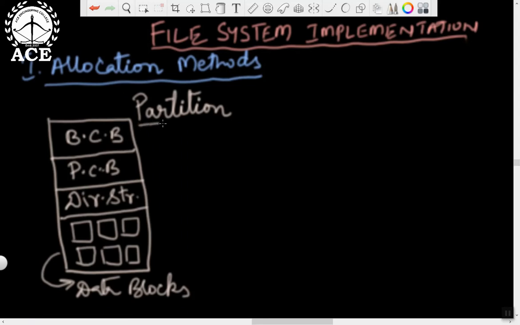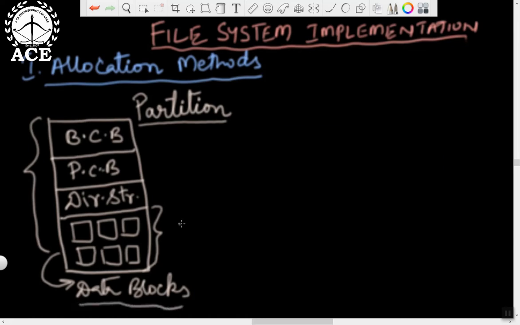So the disk is divided into partitions. Partitions are of two types: one is the bootable partition, the primary partition, and the other is extended. Primary partitions are bootable, extended partitions are non-bootable. Whether bootable or non-bootable, fundamentally this is a structure that gets created. We will have the boot control block, partition control block, and directory structure. This is what I have described earlier, and the others are called user data blocks.